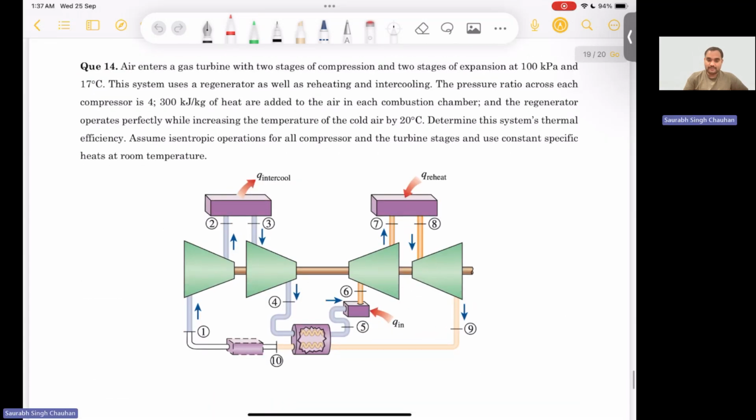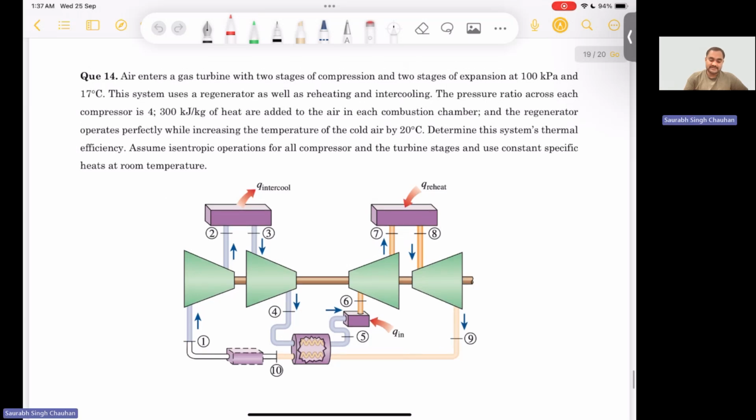So now we have question number 14. This is a numerical question. It says that air enters a gas turbine with two stages of compression and two stages of expansion at 100 kilopascal and 17 degrees Celsius. This system uses a regenerator as well as reheating and intercooling.